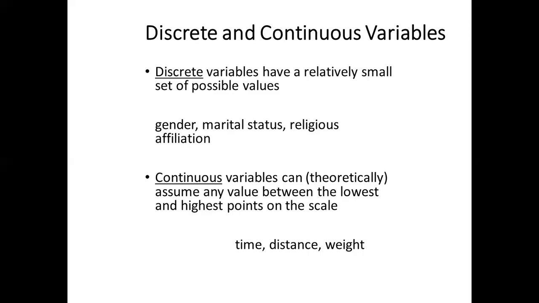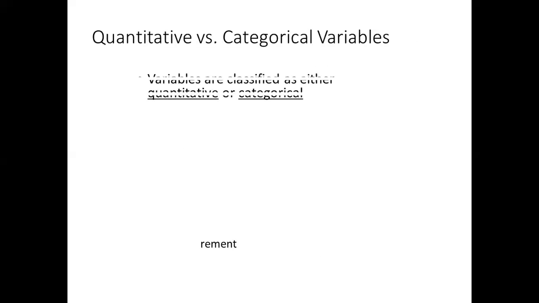Then for distance, there's a lowest point. Maybe you start at 10 kilometers. So there's a lowest point and there's a highest point. Then weight, there's also a lowest point and a highest point. Salary is also a continuous variable because there's a lowest point in a salary and there's also a highest point, or a higher point, as the case may be, on that scale, right? So this is the understanding around discrete and continuous variables.